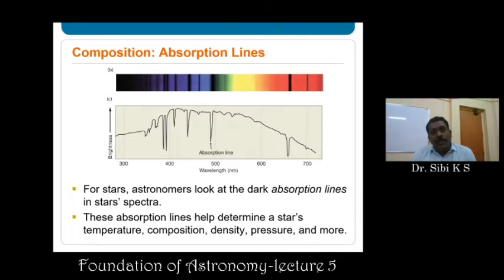Now continuing about absorption lines. For stars, astronomers look at the absorption lines in star spectra. These absorption lines help to determine a star's temperature, composition, density, pressure, and more.